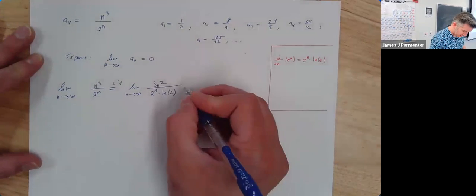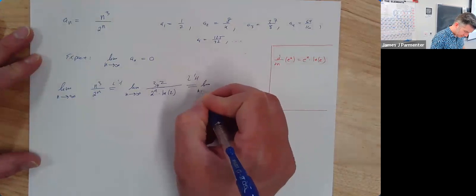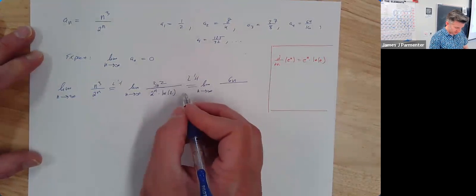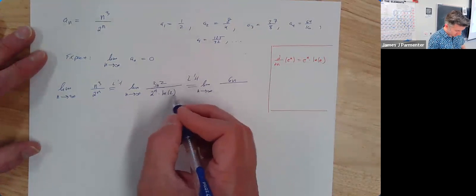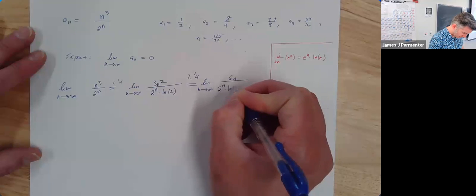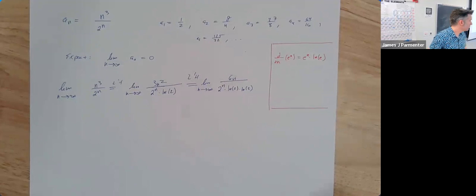Still infinity over infinity, so we do it again. Derivative of 3n squared is 6n. The derivative of 2 to the n times natural log of 2. Well, the derivative natural log of 2 is just a constant. The derivative of 2 to the n is 2 to the n times natural log of 2, and then there's another natural log of 2 there. Okay, it's still infinity over infinity, so we got to do it one more time.